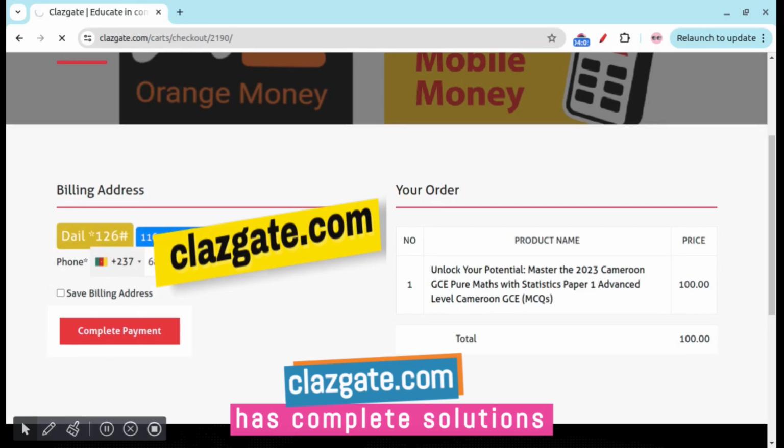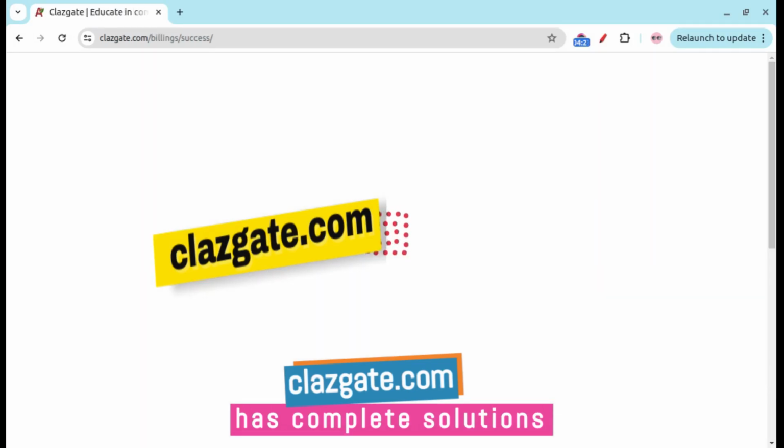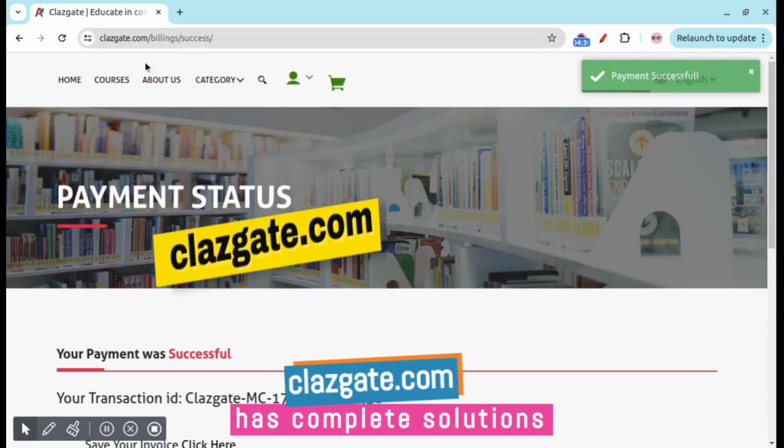I've been given 2 minutes to pay for this. So let's just wait for the prompt on our phone. The prompt has already appeared on my phone, and I've dialed my mobile money pin. I've already approved the transaction, so I'm just waiting to have access to the course. It won't take much time. There, I already have access to the course. See, now payment successful, billing success.